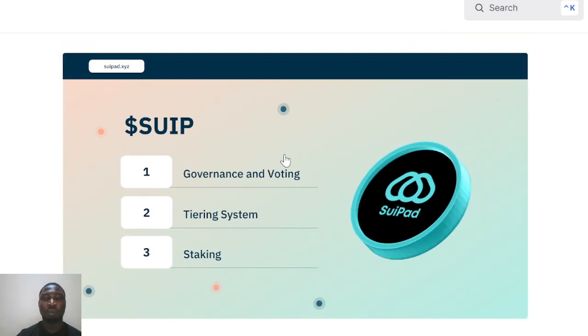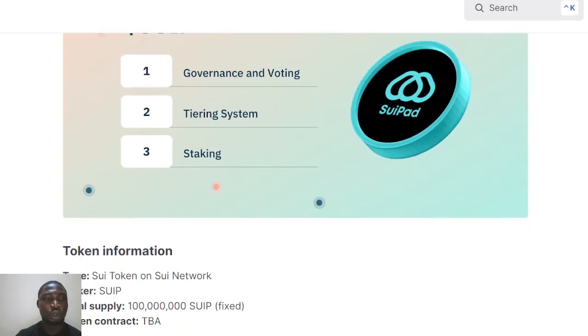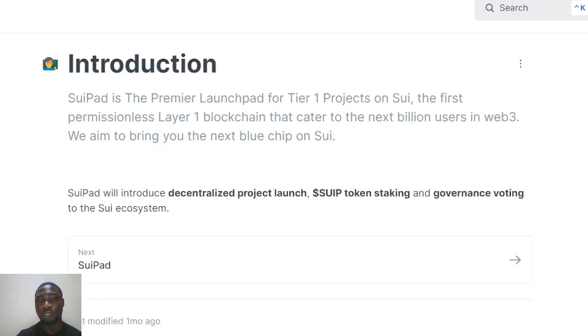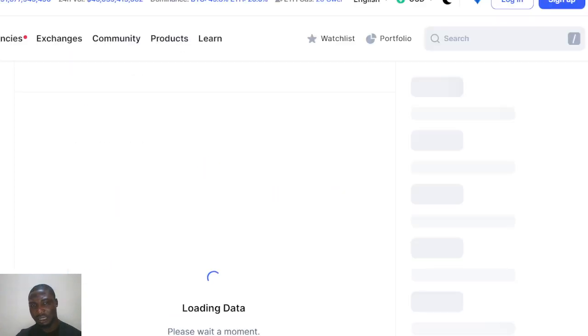So all these are what we need to know when talking about this token. This is all basic information when talking about this token. And so let's get more understanding.